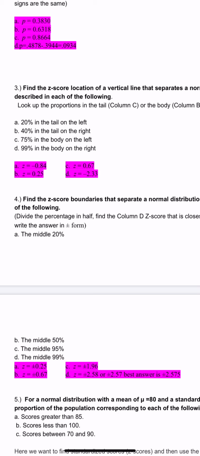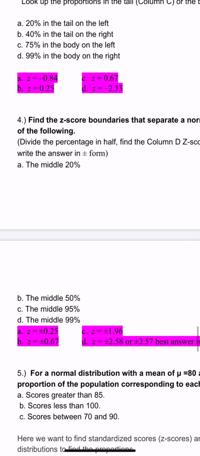So for the middle 20%, we simply do 20 divided by 2, 10%. Now we look for the z-score that corresponds most closely to 10% in column D, which is the column that represents between the mean and the z. You look for 10% because we're looking for half of it, and then the plus minus will give you the distance between both of those scores, which will give you the two z-scores that represent the middle 20%. So in this case, if you look at 0.25 on a z-score table, you'll see that in column D, it is closest to 10%. So it would be plus minus 0.25.